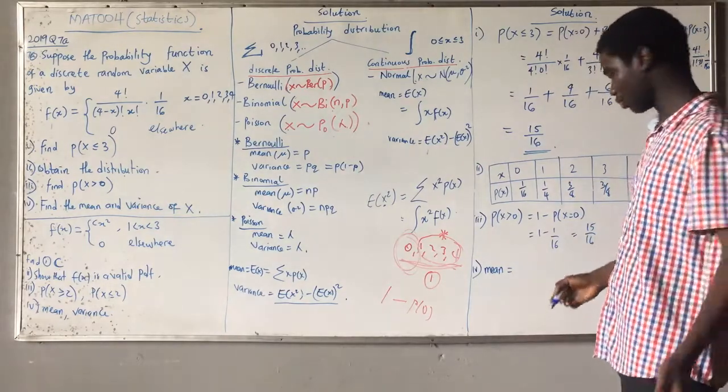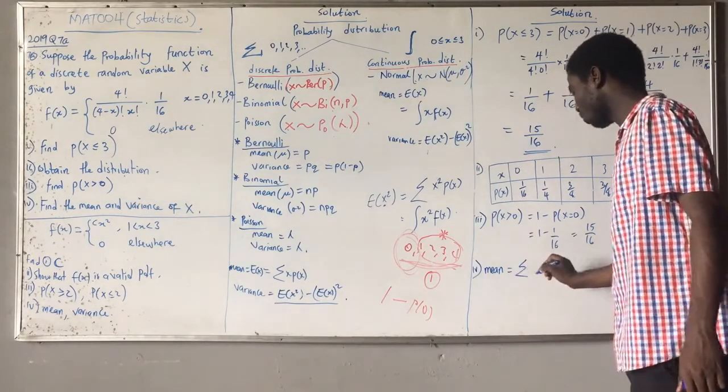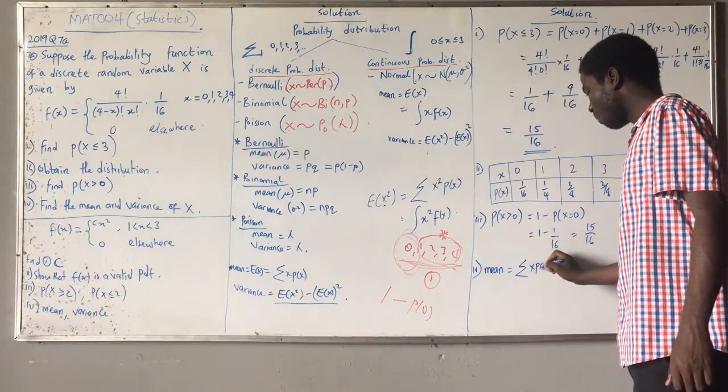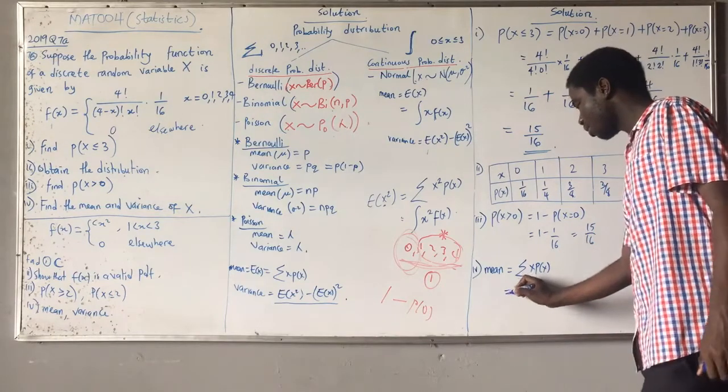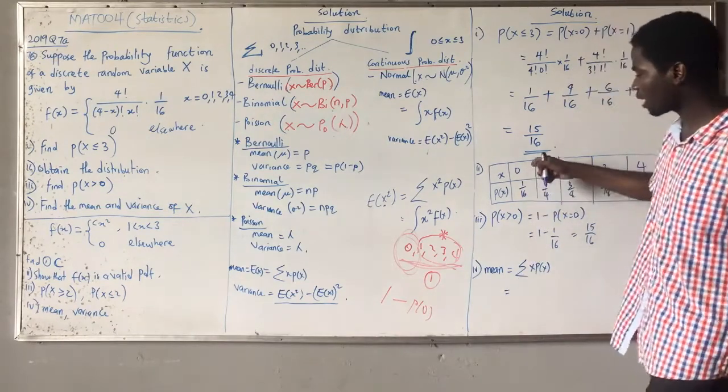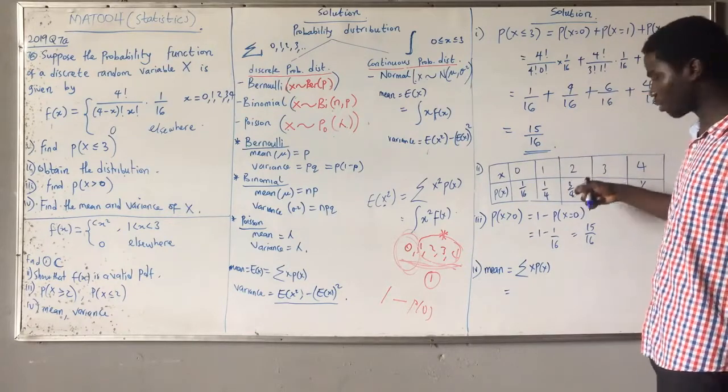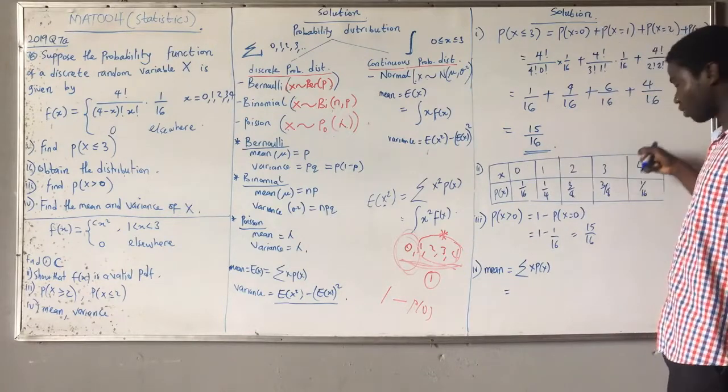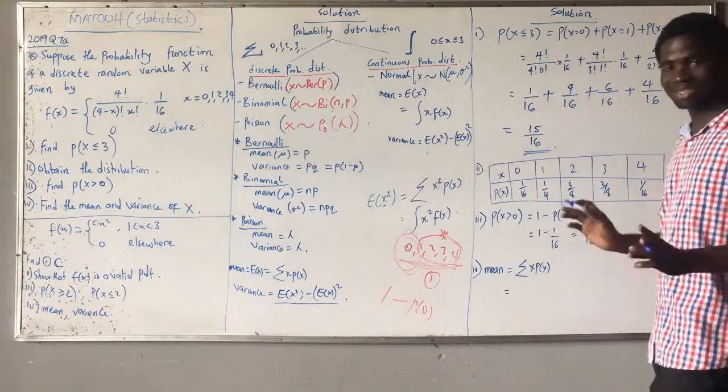Mean will be equal to summation of S multiplied by the probability. That is the mean. So you multiply this one times this one, plus this one times this one, plus this one times this one, this one times this one, this one times this one. Do you understand? That is the mean.